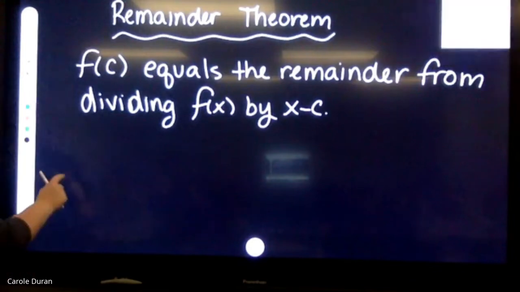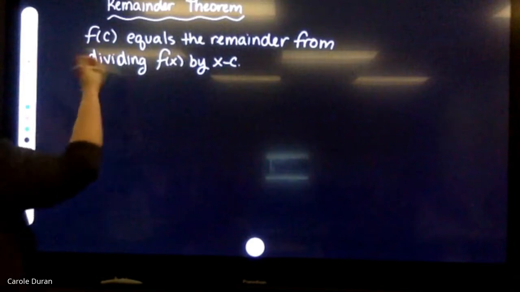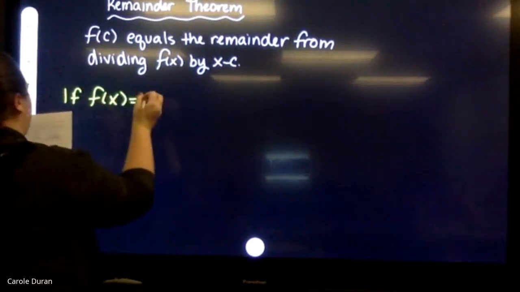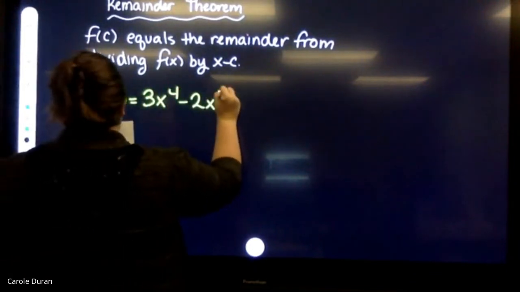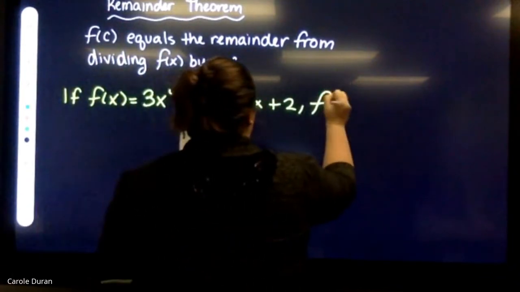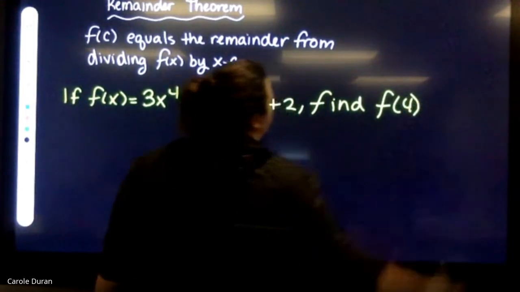Okay, so the example we're going to start with for remainder theorem says if my polynomial f of x is equal to 3x to the 4th minus 2x cubed plus 5x plus 2, use synthetic division to find this function solved at x equals 4.